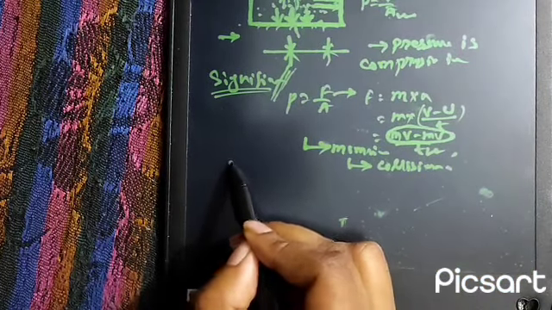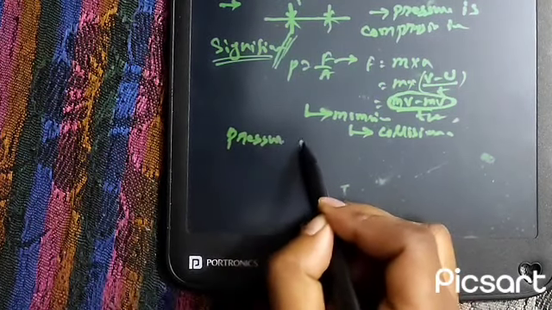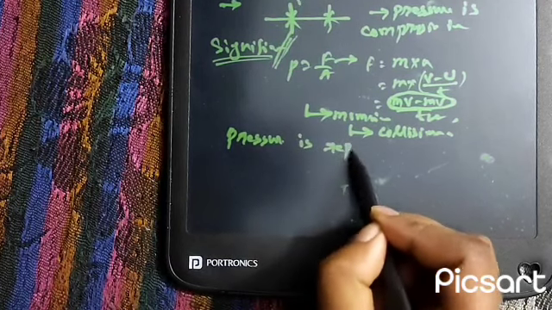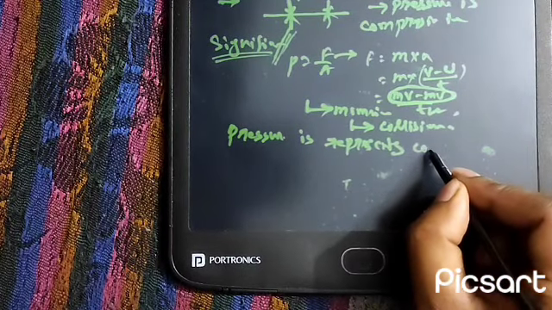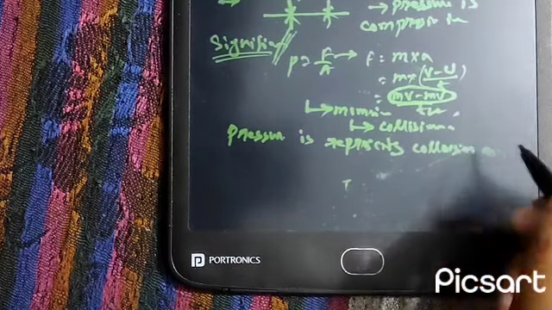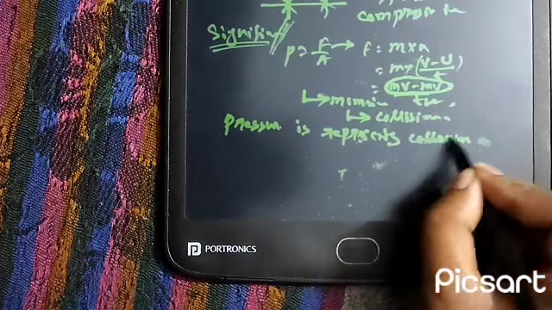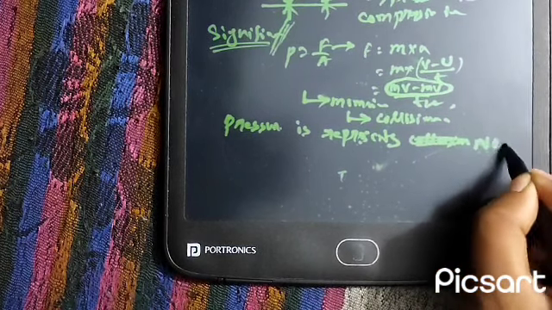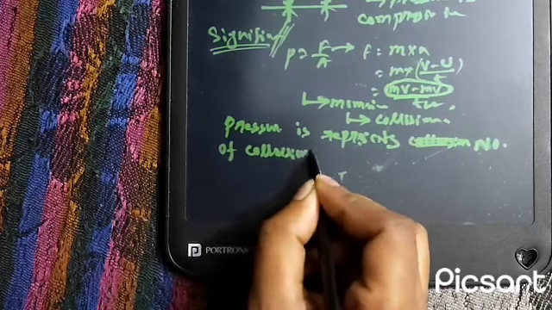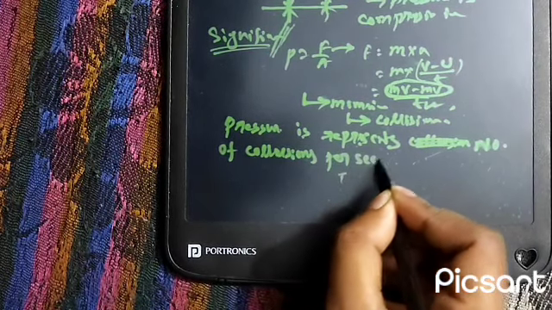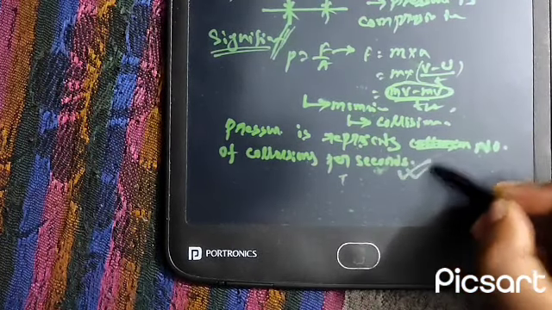So we say that pressure represents collisions, the number of collisions per second. Actually, pressure represents the number of collisions per second.